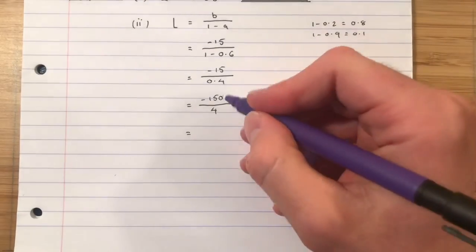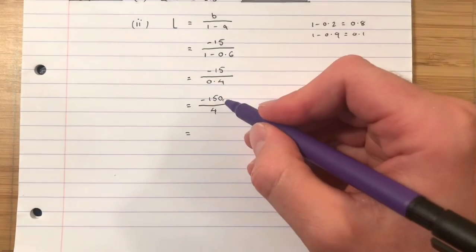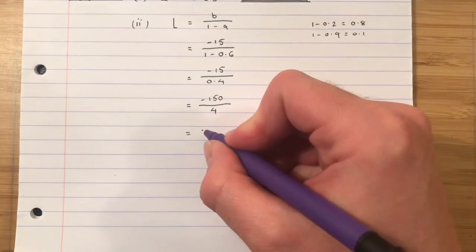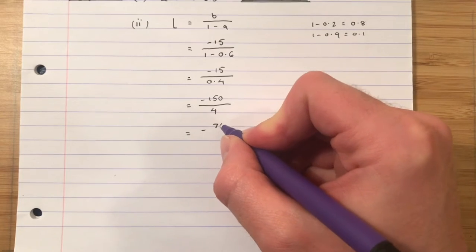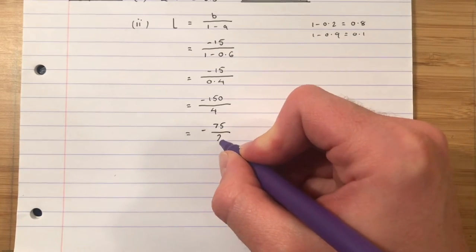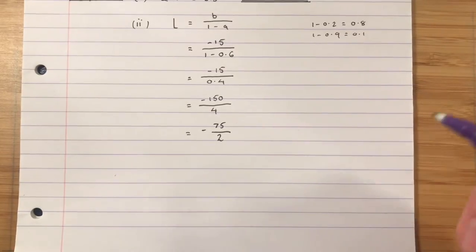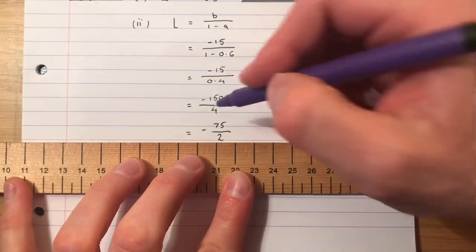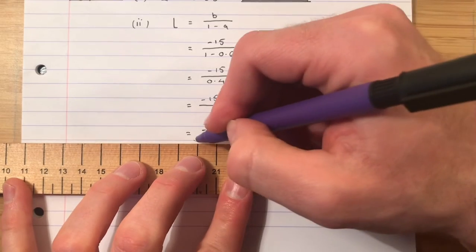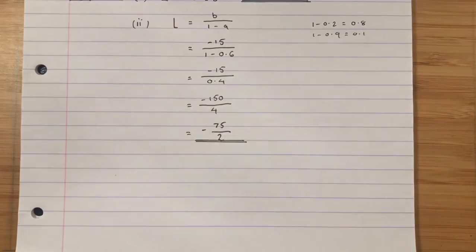And then it's just a case of simplifying this fraction. Well, 150 and 4, they both divide by 2. Half of 150 is 75. Half of 4 is 2. And that's it. That's the exact value. You could write it as 37.5, but I will just leave it as an improper fraction. So the exact value of the limit is negative 75 over 2.